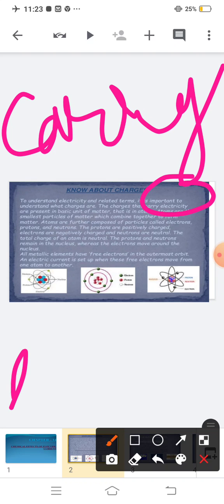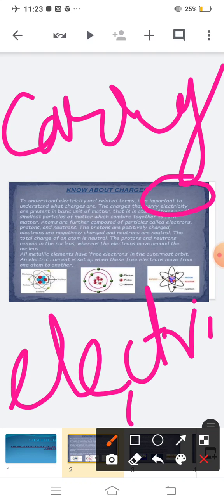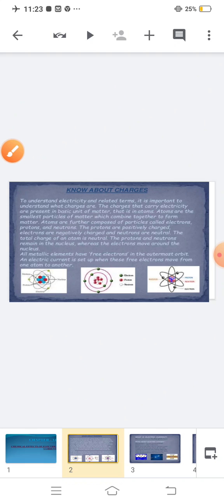What do you mean by charges? You can say in simple language, they carry electricity in a basic unit of matter. That is in atoms. Atoms are the smallest particles of matter which combine to form matter. What do you mean by matter? Matter is anything which you can touch, feel and see. And matter is made up of small atoms. Like I told you in the cells chapter, our body is made up of small cells. Like this, matter is made up of small atoms.